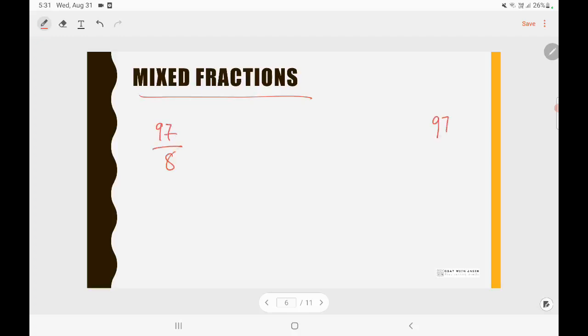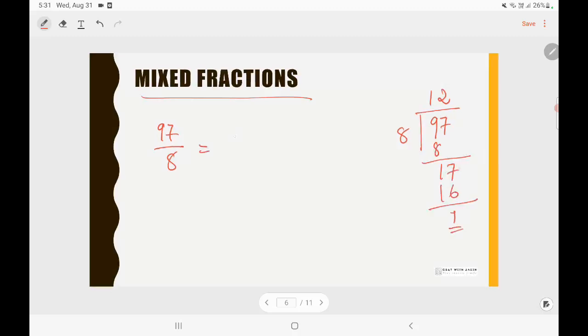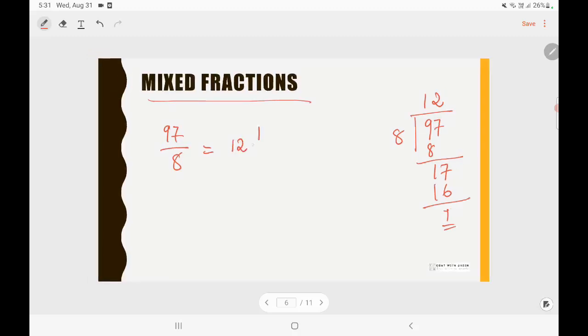So 97 divided by 8, you will get 1, 8s are 8. Then in 17 you will get 2, 16, and you will get remainder as 1. So what you need to do, you need to write the quotient here, then remainder here, and then divisor here. So that is 12 1 by 8. So 97 by 8 is similar to 12 1 by 8.